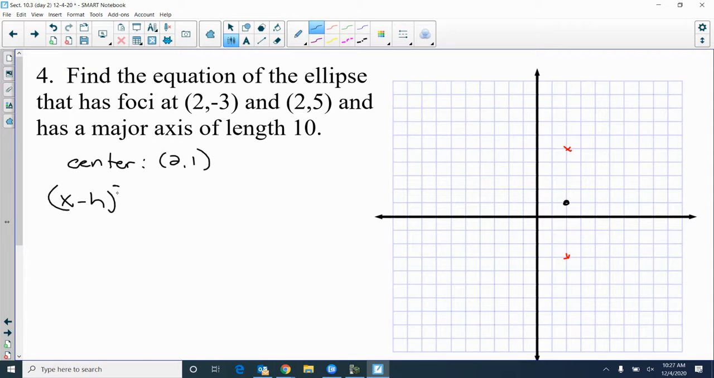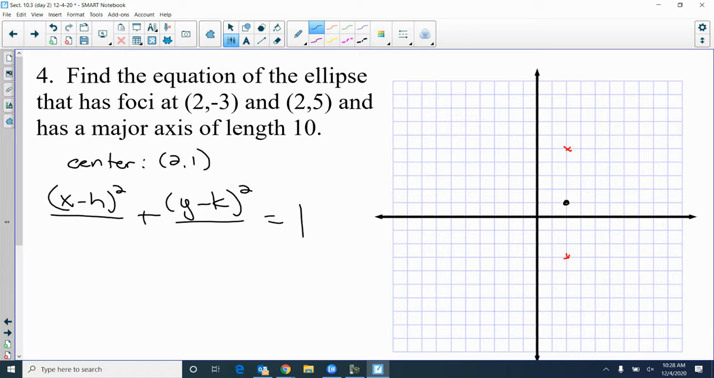(x minus h) squared over something plus (y minus k) squared over something equals 1. Now, it's either going to be a squared or b squared in each spot. A squared is always the bigger one. Do you know where the a squared is going to go based upon this figure? Is it going to go under the one on the left or the one on the right? I think it's going to go under the one on the right.